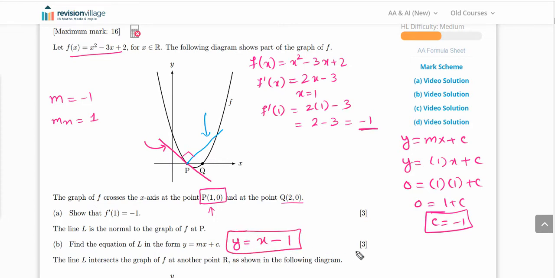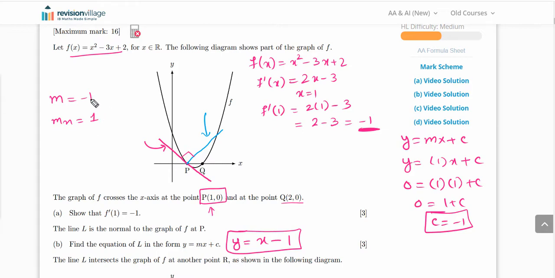So that's the answer. I'll repeat the working again. First of all, we have to find the gradient of the tangent at point P. So this is the gradient of the tangent at point P. And then I have to find the gradient of the normal line. So in order to find the gradient of the normal line from the gradient of the tangent, we flip the number, like we take its reciprocal, and change the sign.